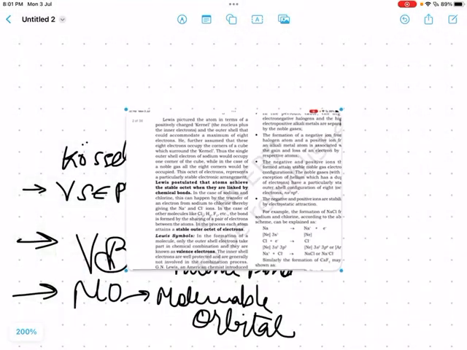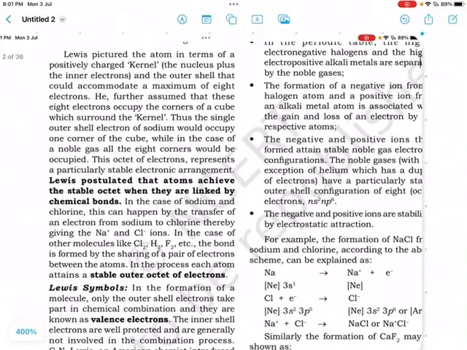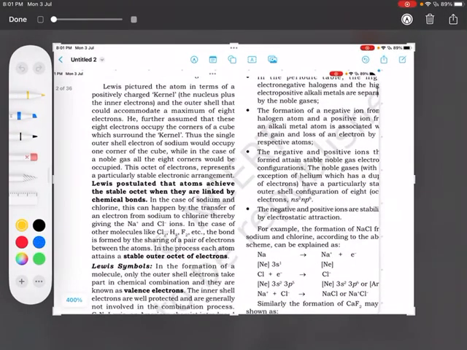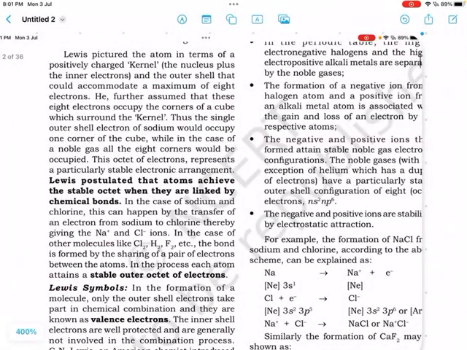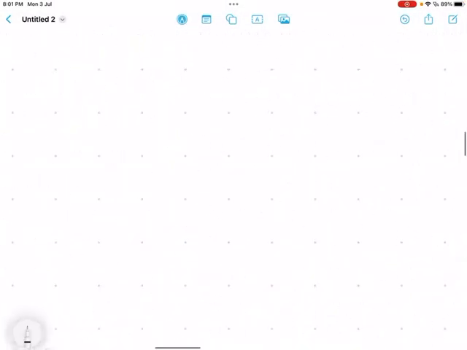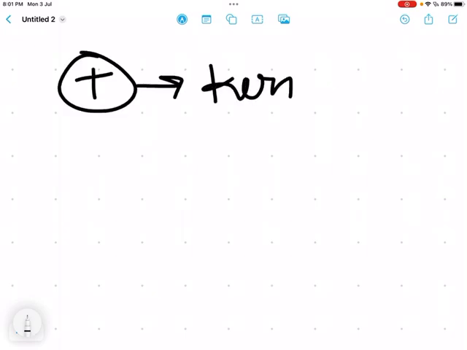So here they gave a satisfactory explanation. Lewis pictured the atom in terms of a positively charged kernel. Kindly take your NCERT, guys. He said that the positively charged part is called the kernel, which is none other than the nucleus plus the inner electrons.